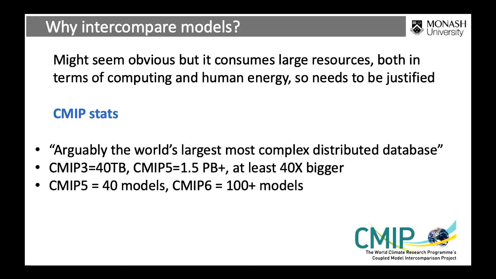And so I saw some quote that CMIP5 was arguably the world's largest, most complex distributed database. So they're saying maybe larger than Google or CERN, like it's huge. And it's growing as well. So CMIP3 was 40 terabytes, CMIP5, 1.5 petabytes. And so that was at least 40 times bigger. And the numbers for CMIP6 are quite astounding. In CMIP5, we had 40 models contributing. CMIP6, there's already 100 models that are going to contribute output.